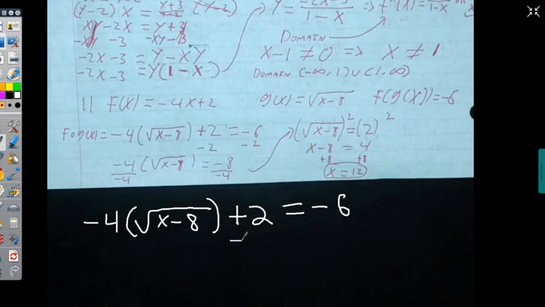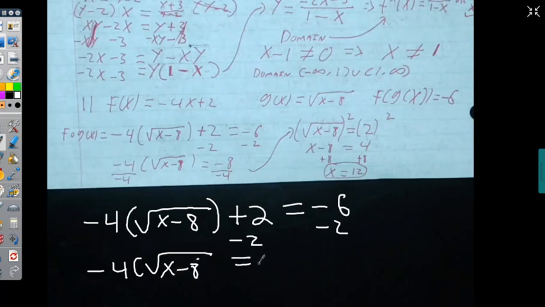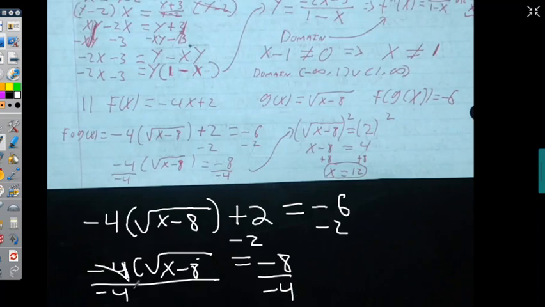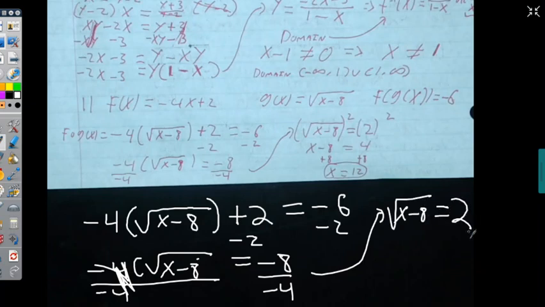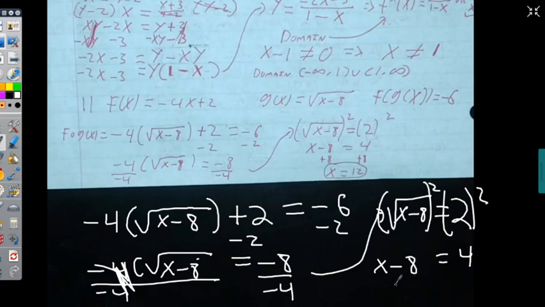Let's use some algebra. First, I'm going to subtract 2 on each side. So I have negative 4 times the square root of x minus 8 is equal to negative 6 minus 2. That's negative 8. Then divide each side by negative 4. Negative 8 divided by negative 4 is positive 2. So the square root of x minus 8 is equal to positive 2. Now I square both sides. 2 squared is 4, and squaring cancels out the square root. x minus 8 is equal to 4. I add 8 to each side. 8 plus 4 is 12, and so x equals 12.